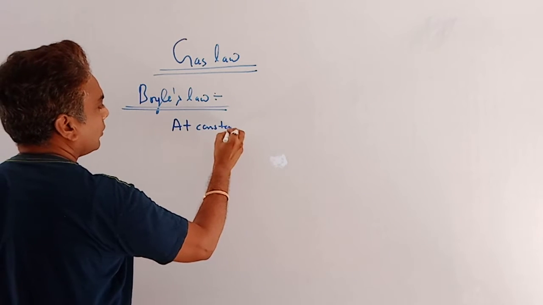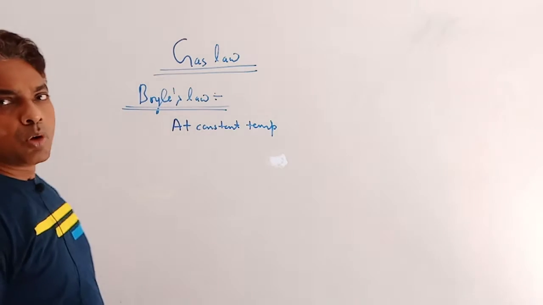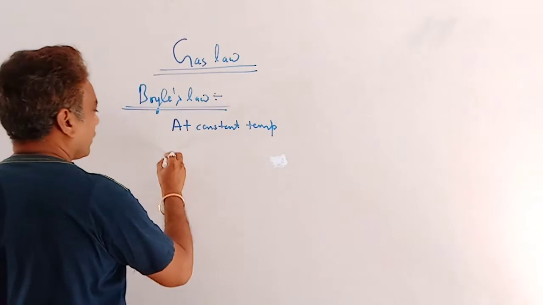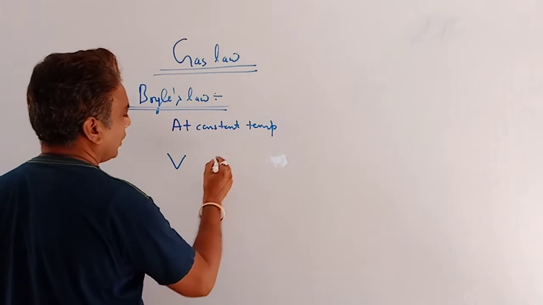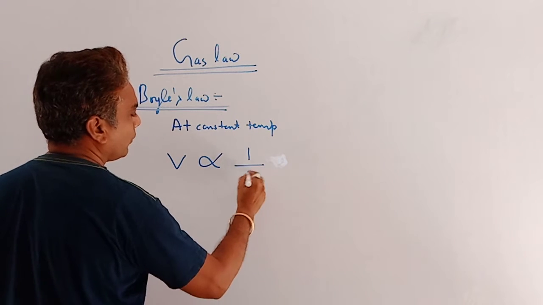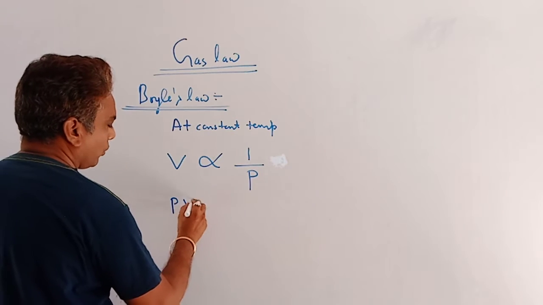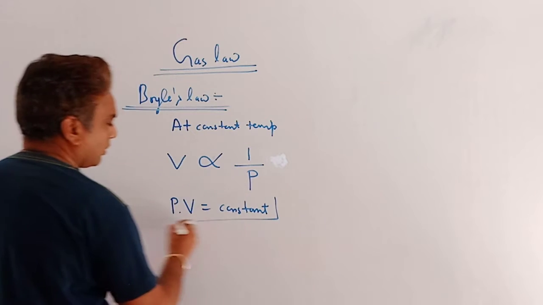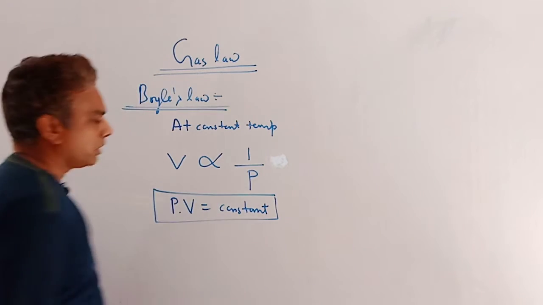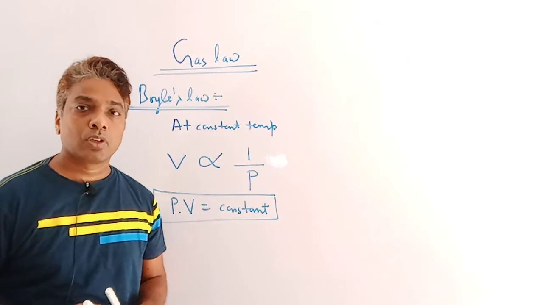the volume of gas is V. So according to Boyle's law, V is inversely proportional to P. So here P into V is equal to constant. This is the mathematical expression for Boyle's law: PV is equal to constant.